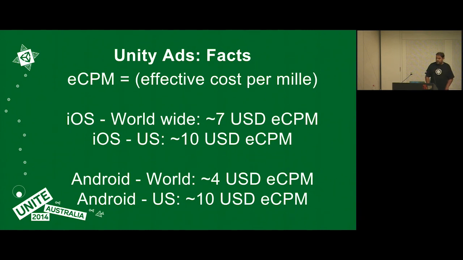eCPM, so how much you get paid basically per 1,000 impressions in your game, is about $7-10 on iOS, and on Android between 4 and 10. This is significantly higher than using just banner advertising because it's really targeted advertising. We show only games, and we show only game advertising to gamers. It's a higher payout.